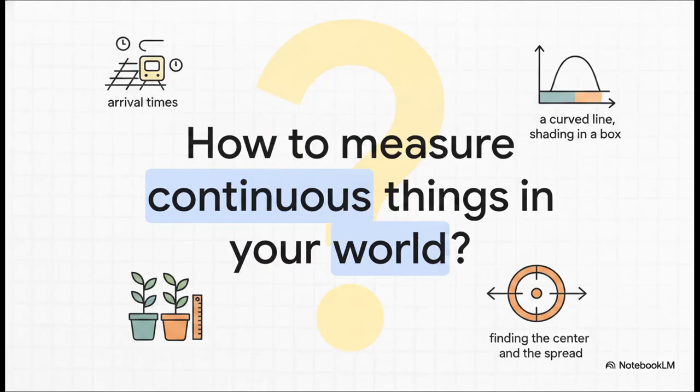So, to wrap up our explainer today, I want to leave you with a thought. How might you use these tools to measure continuous, everyday things in your own world? Seriously, now that you know how our probability density function works and how to find the center and spread of a distribution, where could you apply this? Maybe mapping out the exact arrival times of your morning train over a month, or accurately modeling the continuous growth of plants in a garden? This isn't just dry theory, you know. It's a really powerful, practical lens for viewing the fluid reality of the real world.